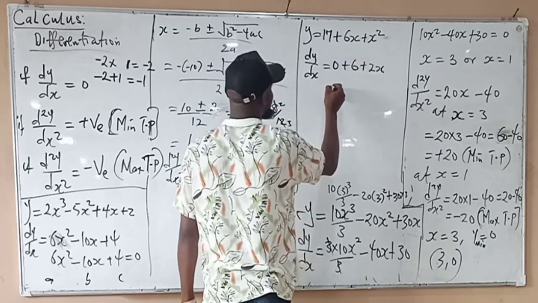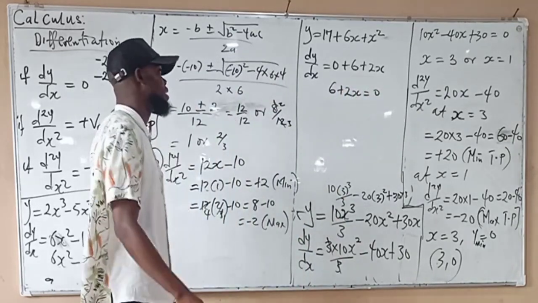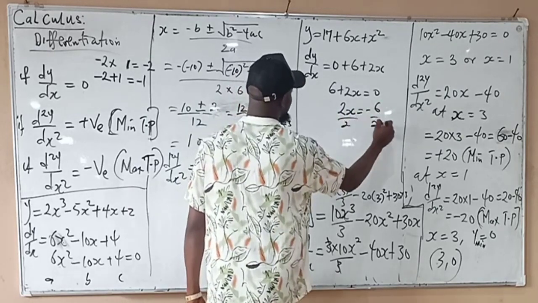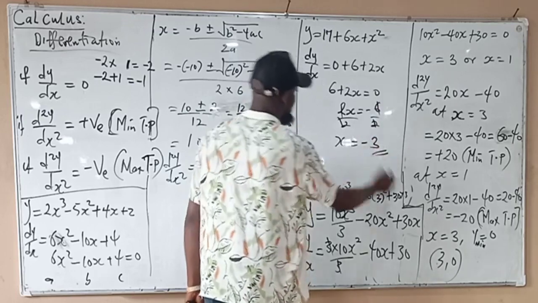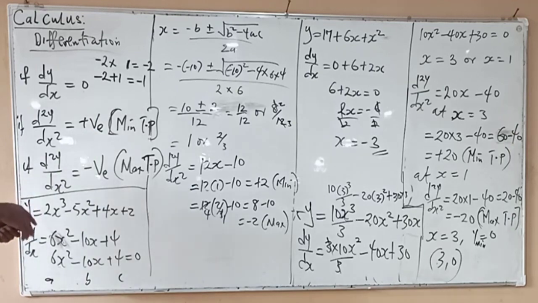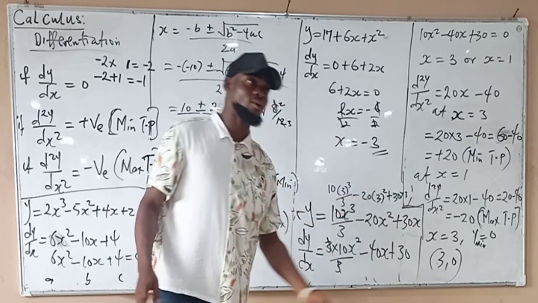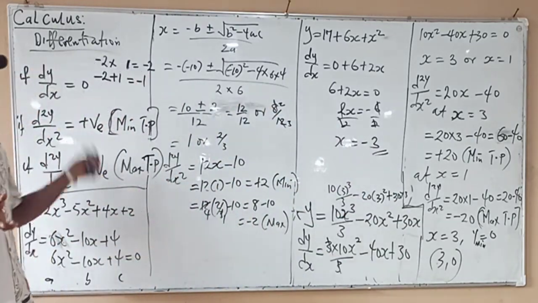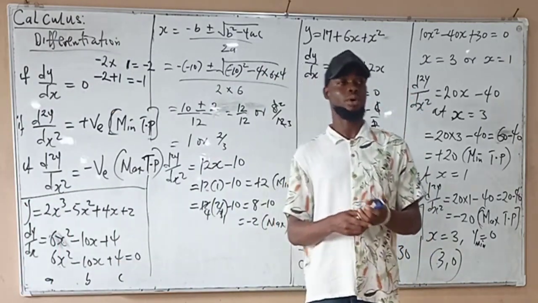So this is equal to 0 now. 6 plus 2x equals 0. What will be the value of x? We have 2x equals minus 6, so x is equal to minus 3. We are not looking for the maximum or minimum turning points of this, we just have to look for the turning points. The turning point is x equals minus 3. That's what we have.